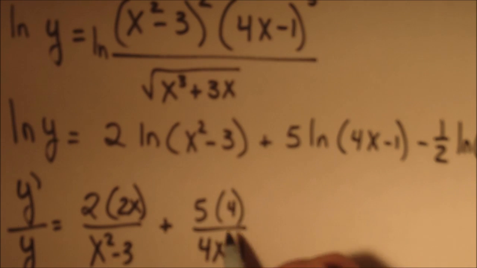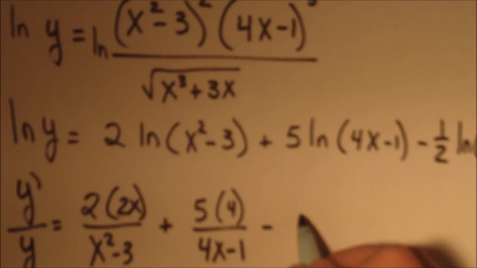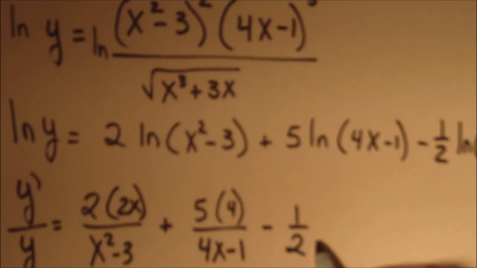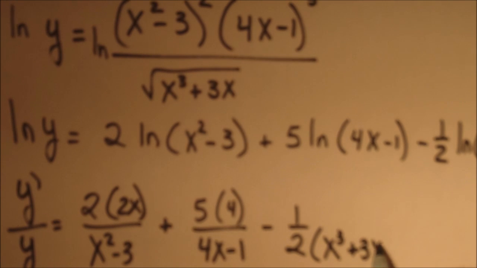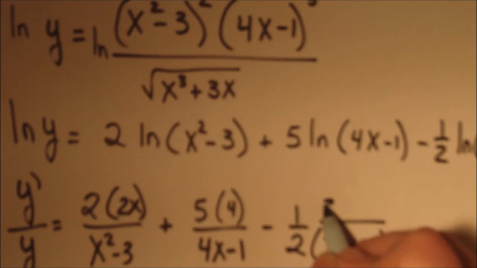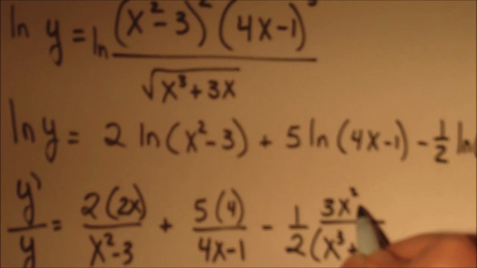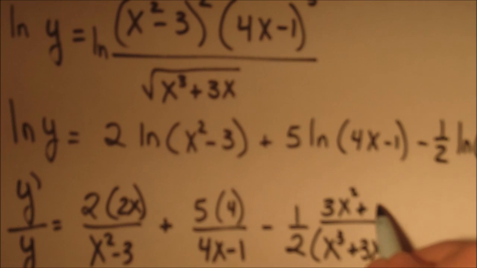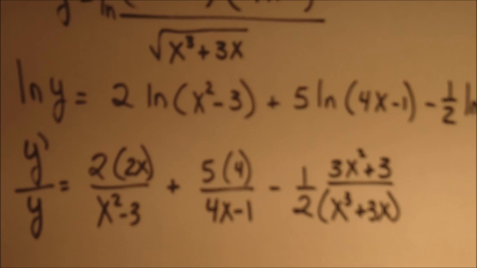Derivative of the inner is 4, minus 1/2 times 1 over x cubed plus 3x times the derivative of the inner, which is 3x plus 3. Now we're not quite done yet. We need to get y prime alone.